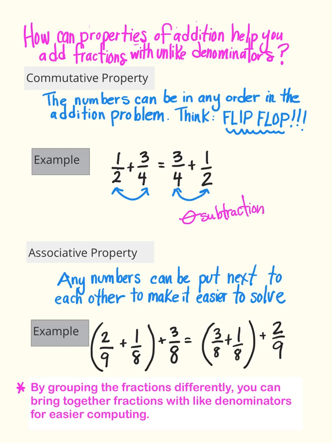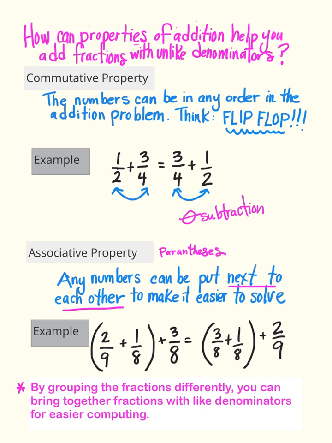Associative property is any numbers can be put next to each other to make it easier to solve. So be thinking next to each other. So that's when we would use parentheses to do those numbers first. So with associative property, we use parentheses to show that we're doing something first.